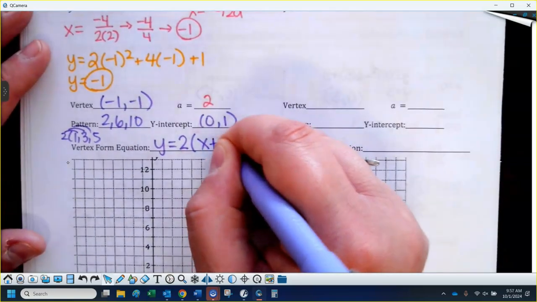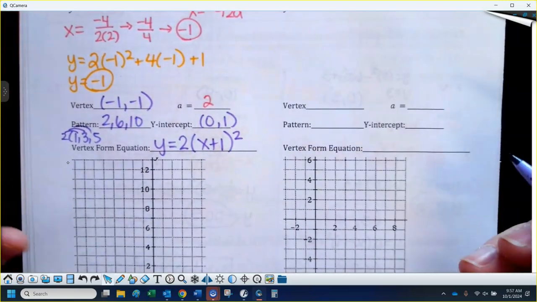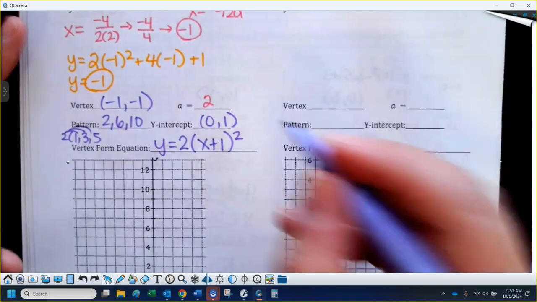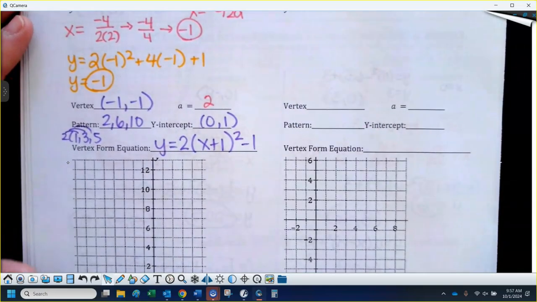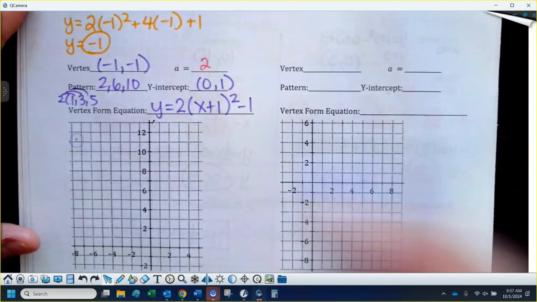Yes. Okay, so +1 squared. Whatever the y-coordinate of the vertex is, in this case it's -1, you just write that on the outside. So we're just going to plot the point, -1, -1.